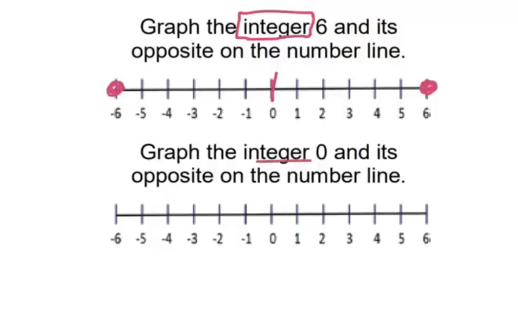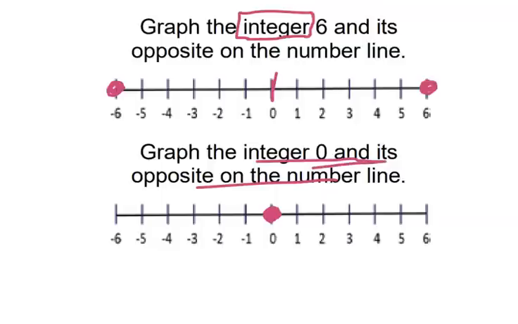Graph the integer 0 and its opposite. I'm going to graph 0, and to do the opposite of 0, I would just flip that dot over like a coin, and it would be exactly in the same spot again. So that's how you would graph 0 and its opposite.